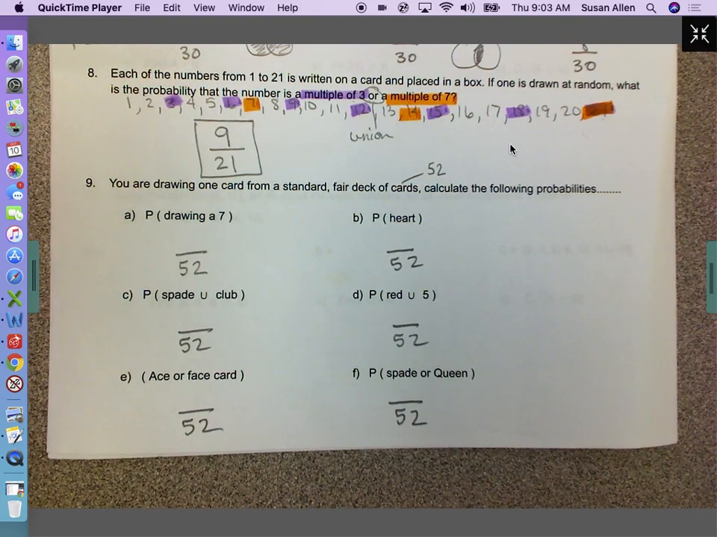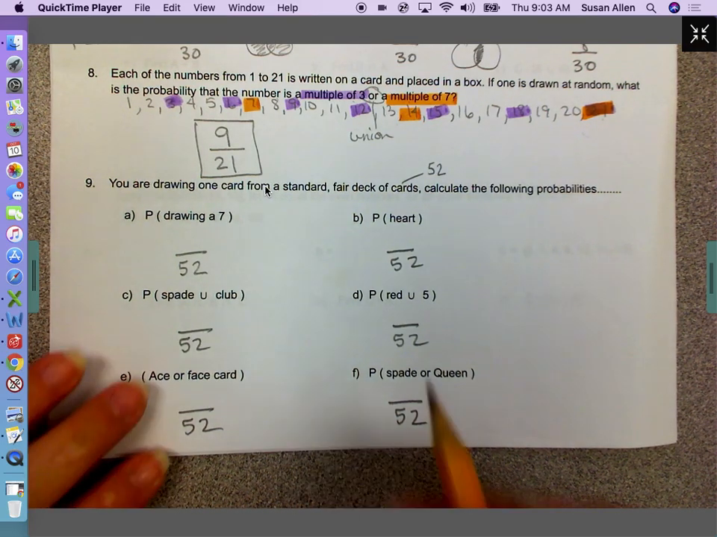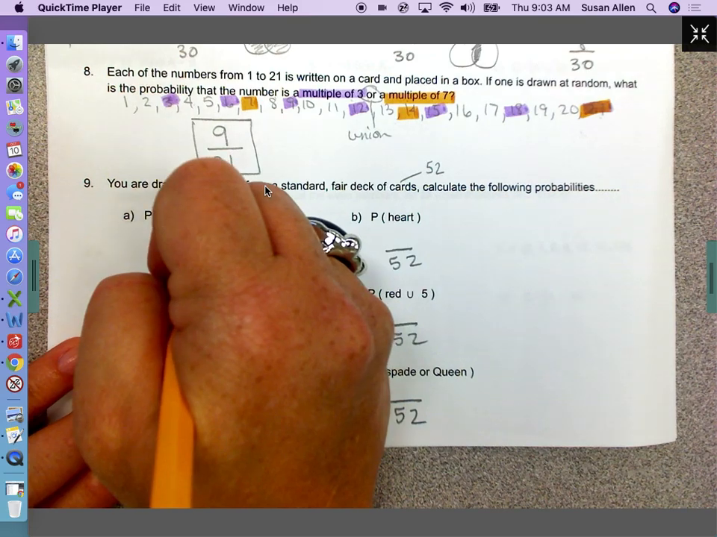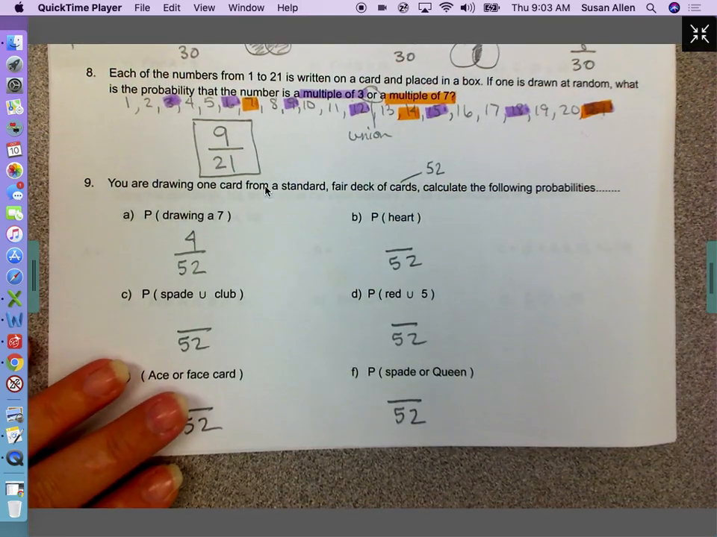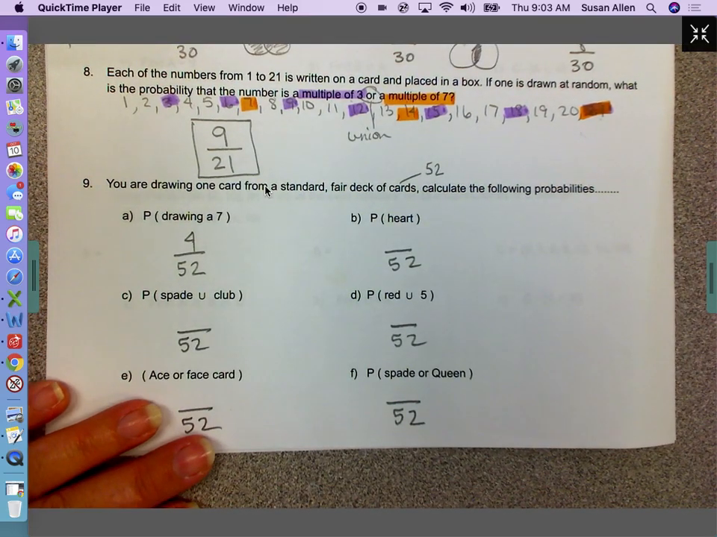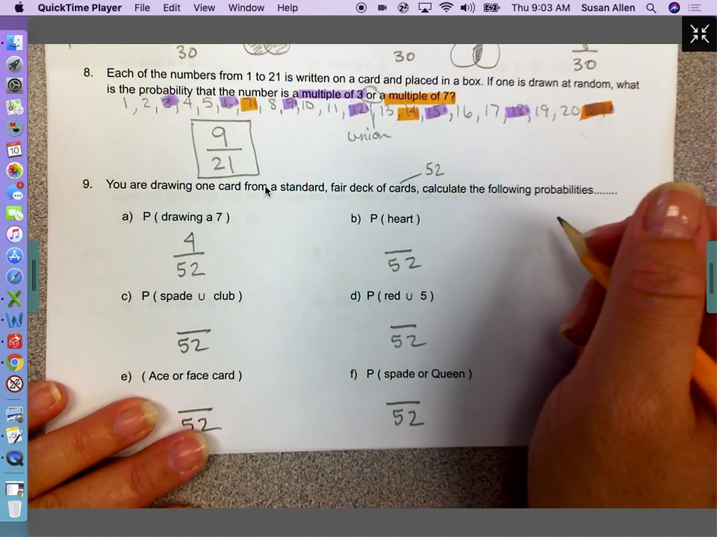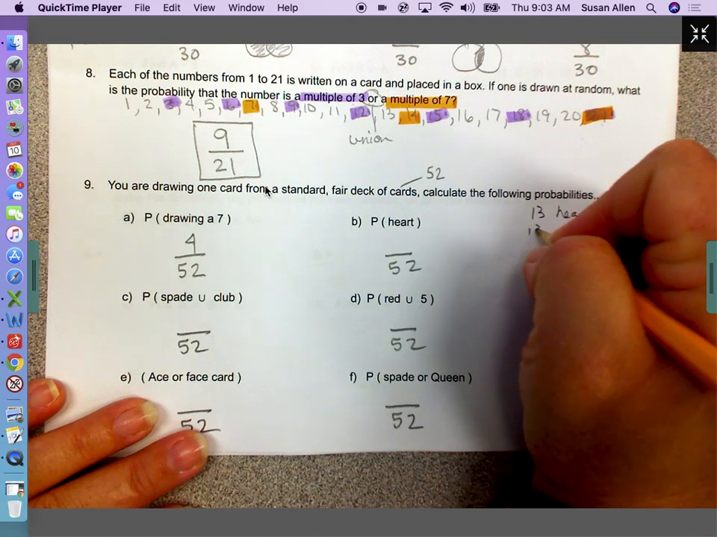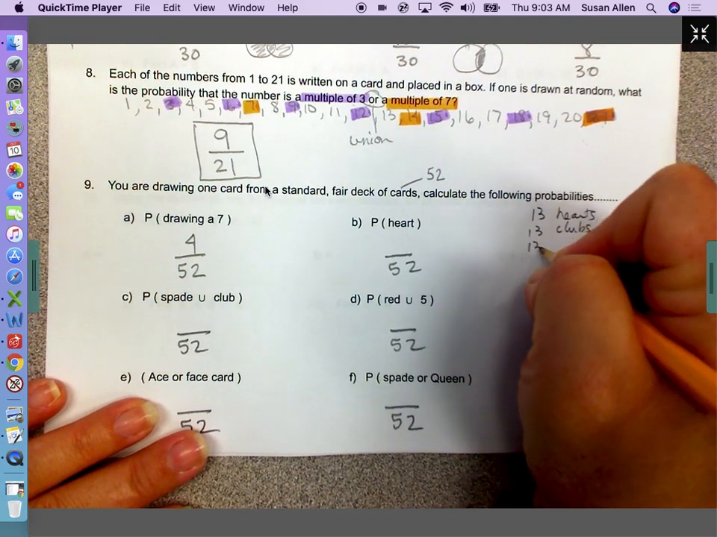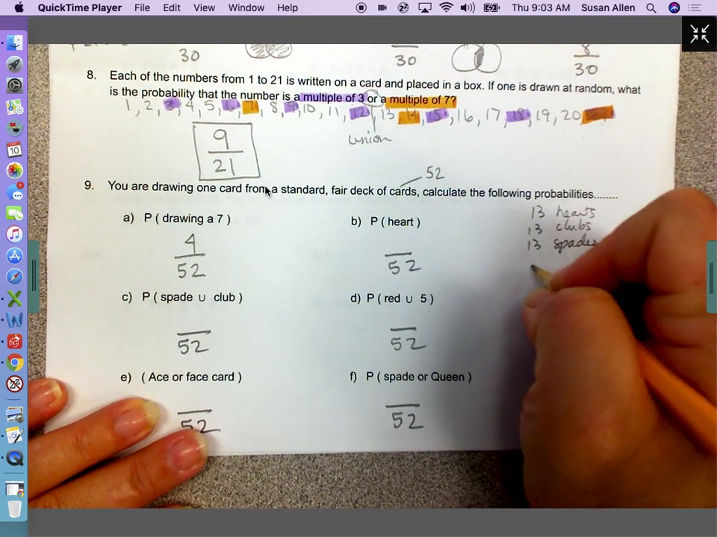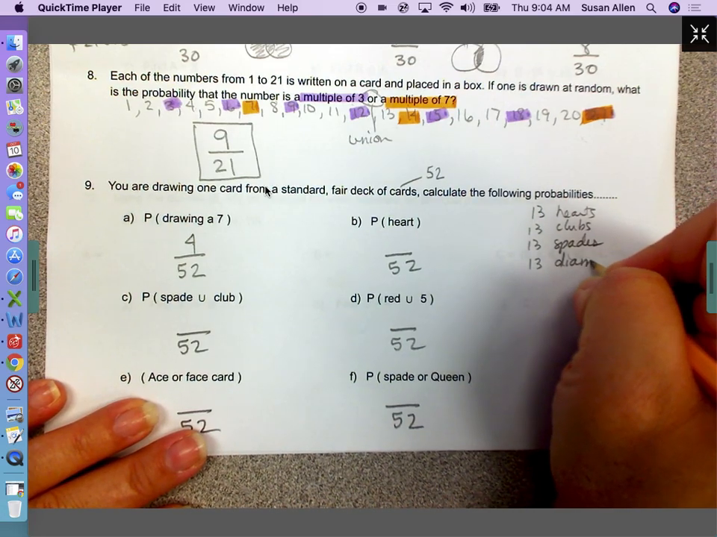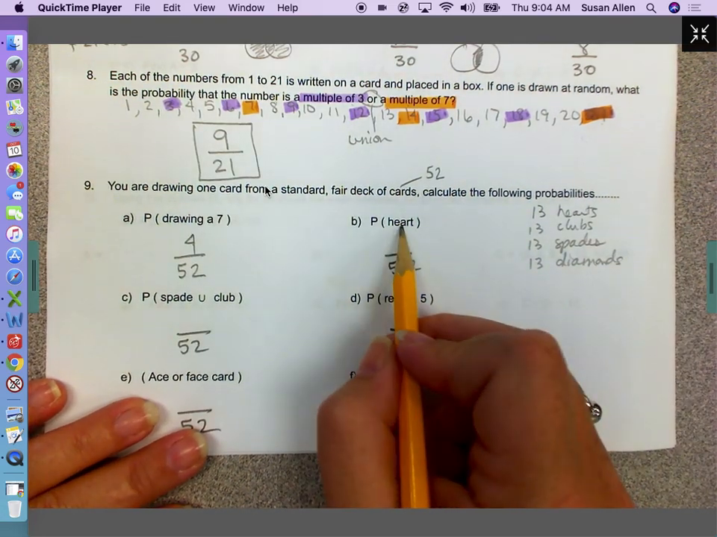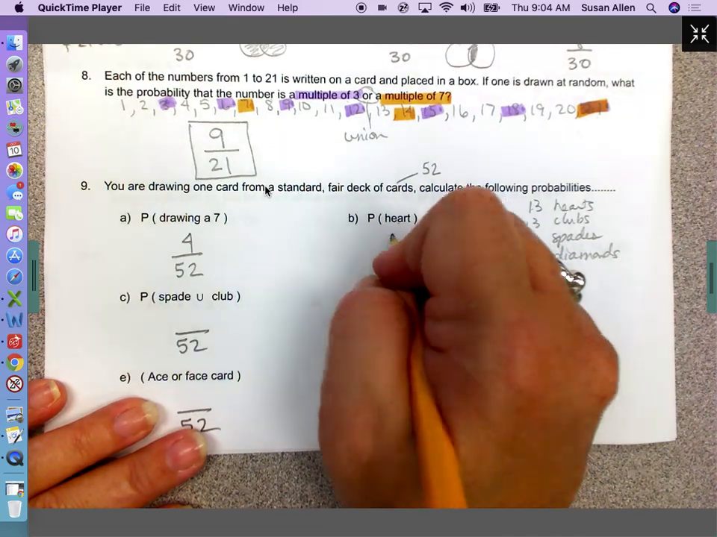So what is the probability of drawing a 7? If I draw a 7, there are 4 of those in a deck, so my probability is 4 out of 52. Next, for probability of a heart, remember that there are 13 hearts, 13 clubs, 13 spades, and 13 diamonds. So the probability of drawing a heart is 13 out of 52.